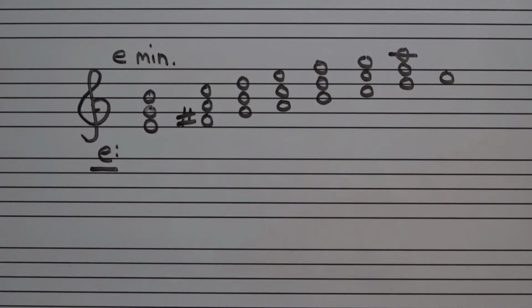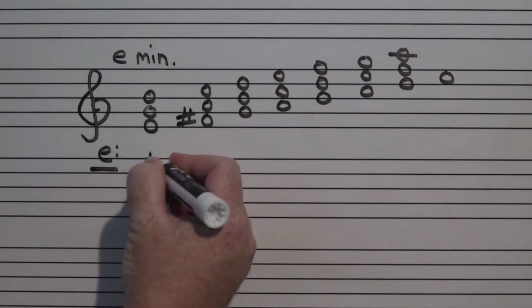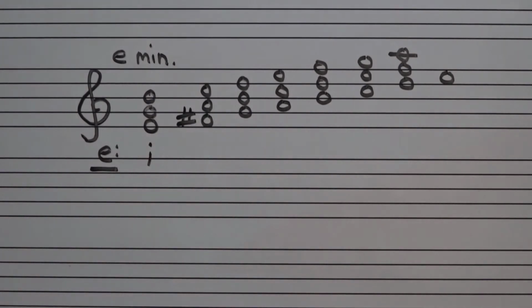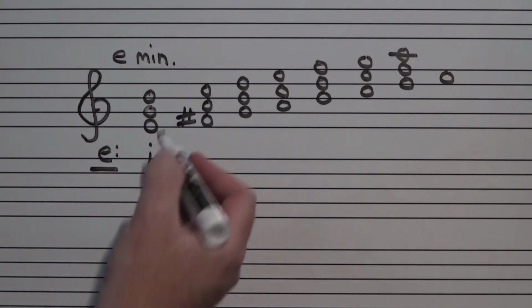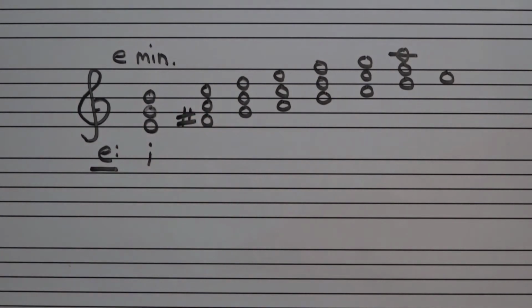Now let's analyze all of those triads and find out what type of triads appear on each scale degree in a minor key. If we're in E minor, we can go ahead and believe that the tonic triad is going to be minor. E, G, and B. E major would have a G sharp. So scale degree 1 is, of course, lowercase.